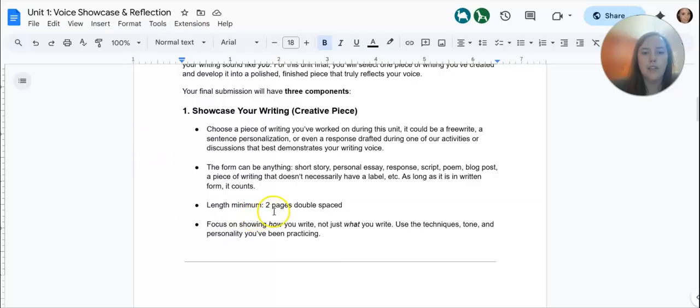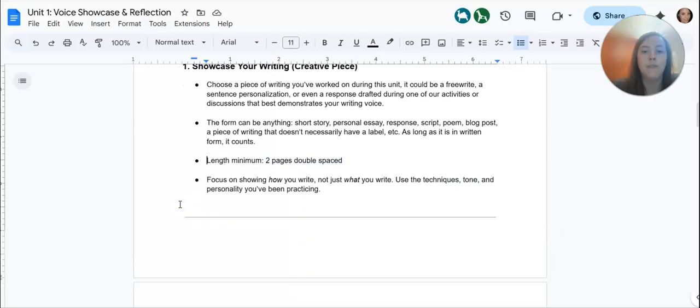Ideally, you'll have a length of around 2 pages double spaced of content to look at, but you'll notice in my example that mine's a little bit shorter. It's okay if yours is about a page and a half, but the more content that you have to work with, the easier it actually is to write that 2-paragraph analysis of your voice.